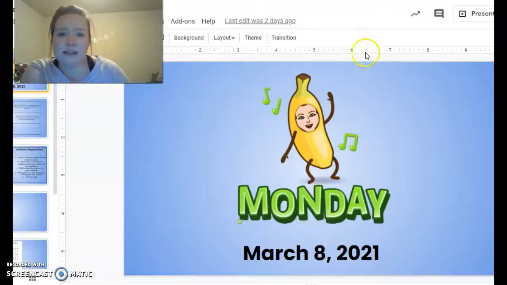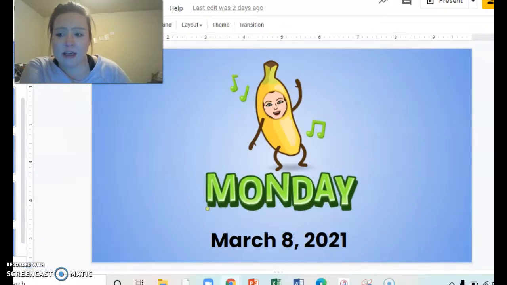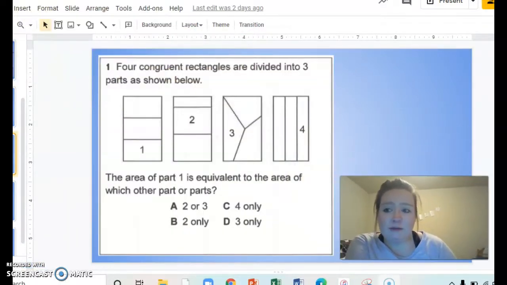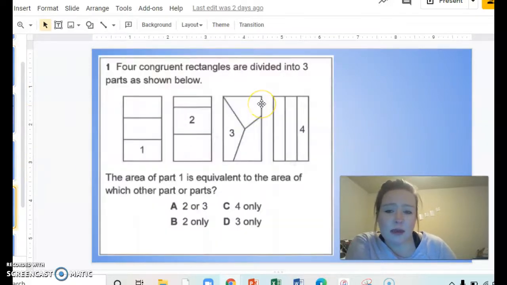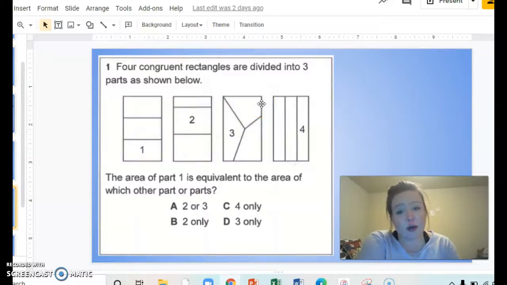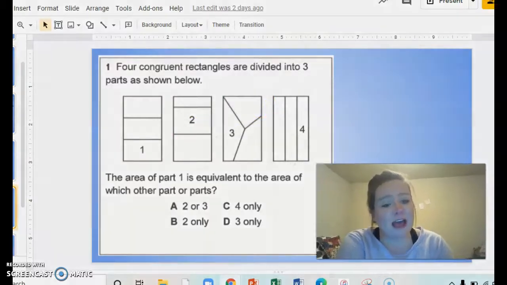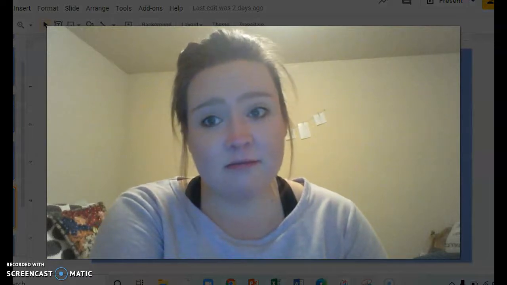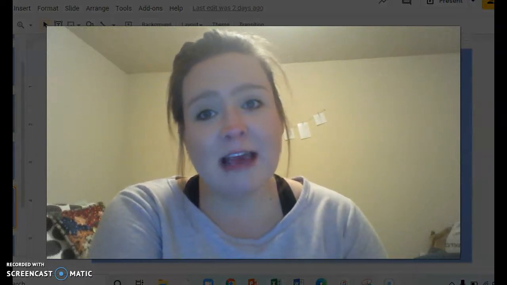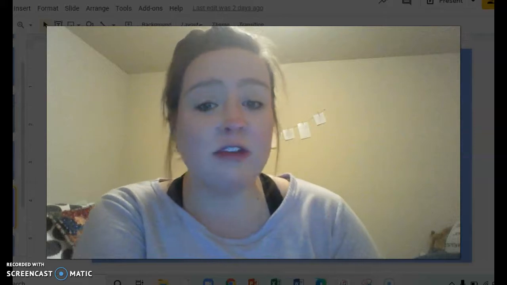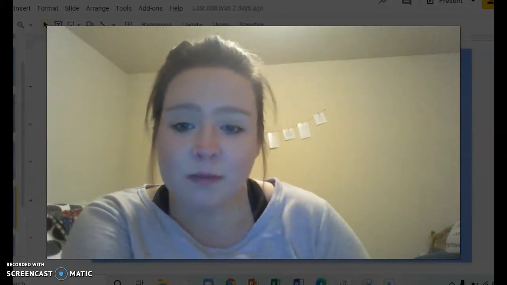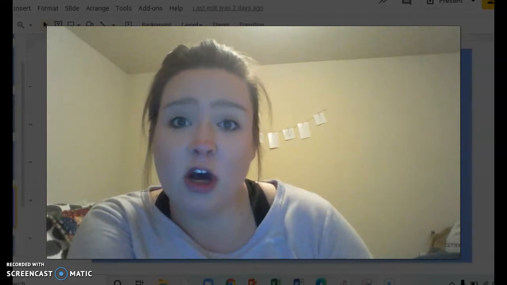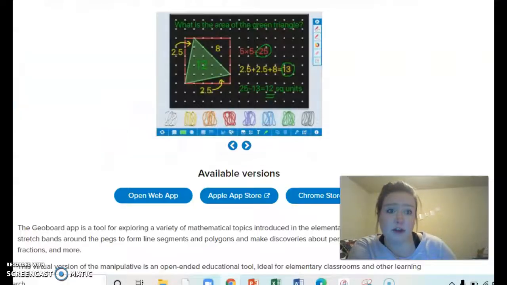So today we're going to be finding congruent figures or congruent parts in a shape, the same size, two congruent shapes. We're going to be finding congruent parts even though they don't look alike. We're going to be dealing with some fractions today. What I'm going to show you first is on my Geoboard.